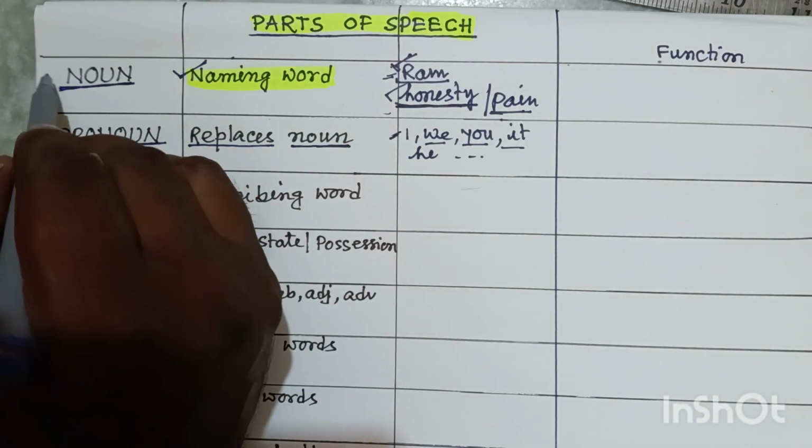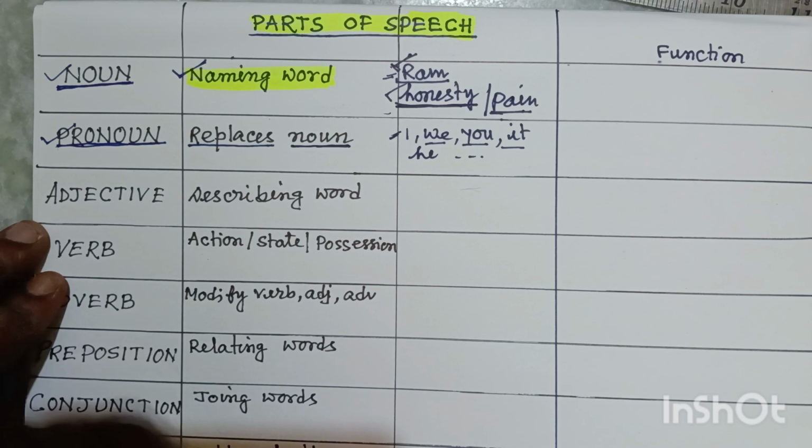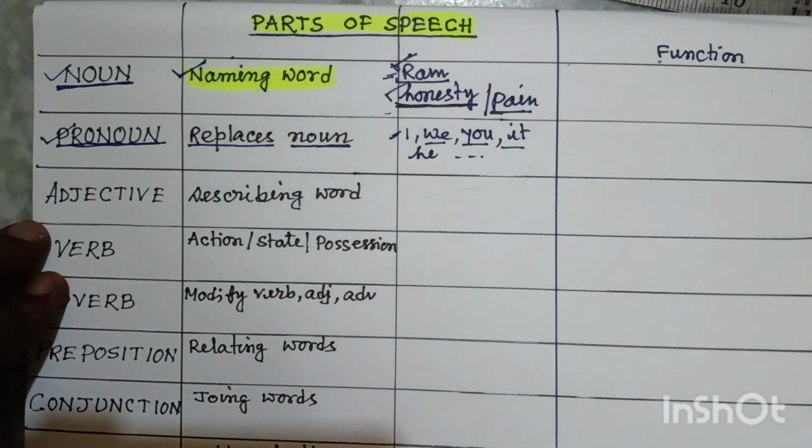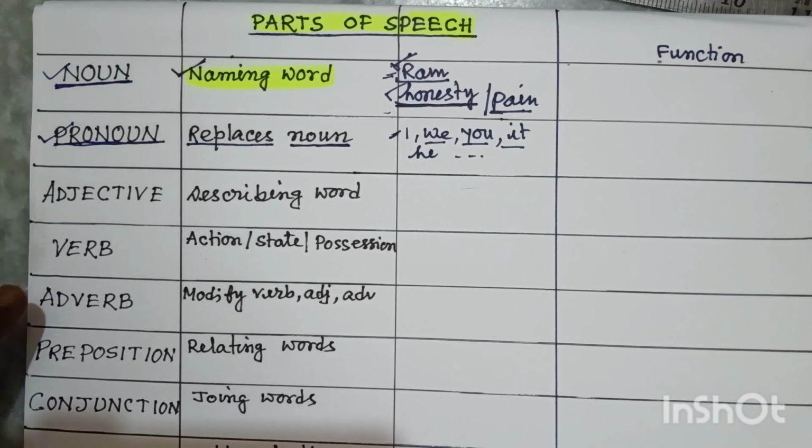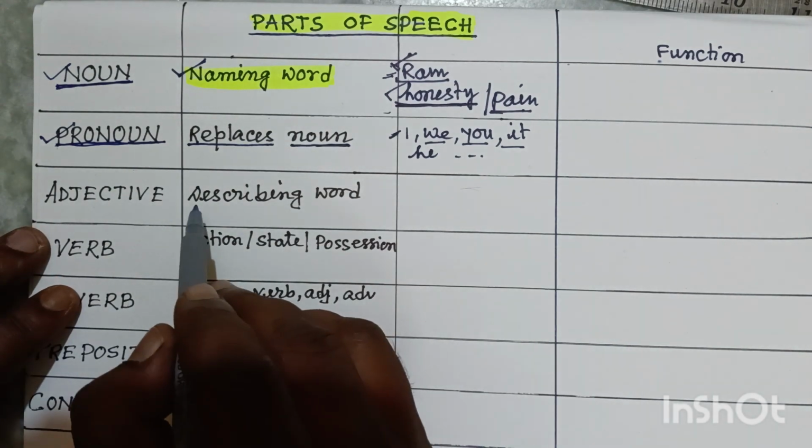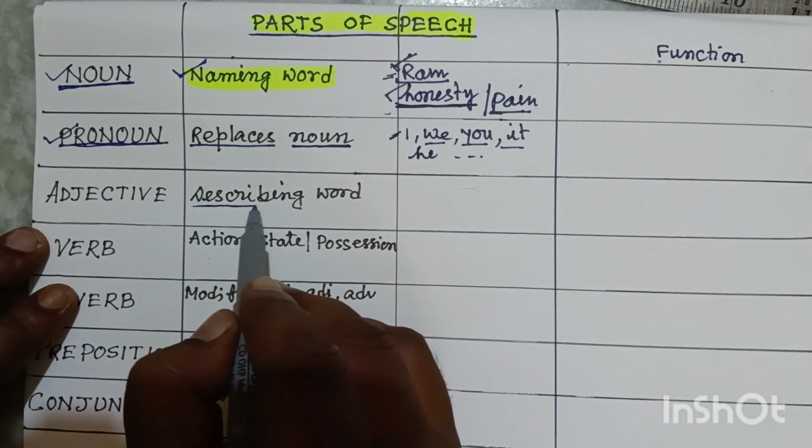Friends, so this is one group. Then they have introduced some of the words which are called describing words.